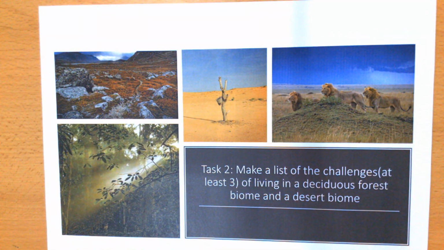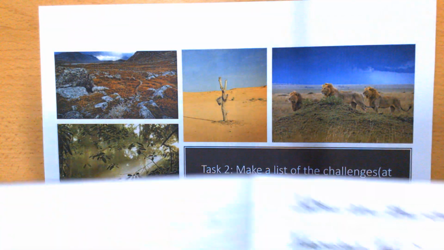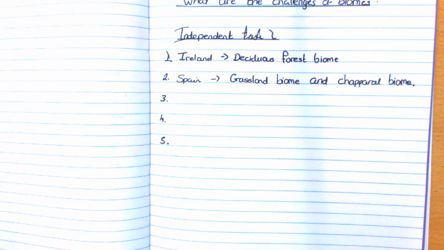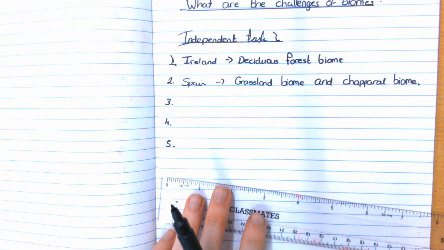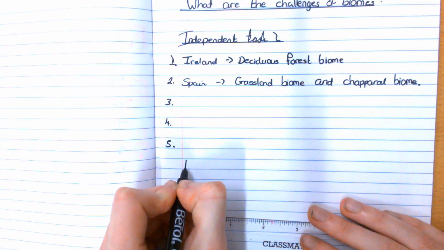Your second task is to try and make a list of the challenges, at least 3 challenges, of living in a deciduous forest biome and a desert biome. So again, I'm going to bring you over to my book and we're going to lay this out together just to help you. And we're looking at challenges of a deciduous forest biome and of a desert biome. So we're on to independent task 2.